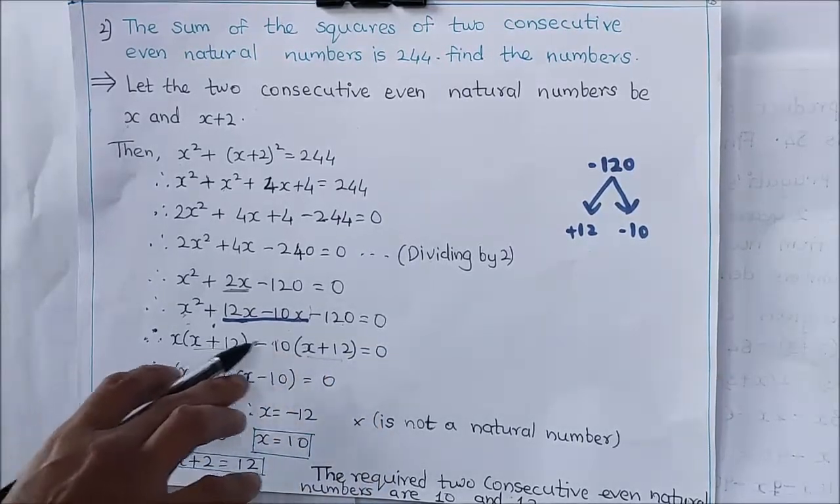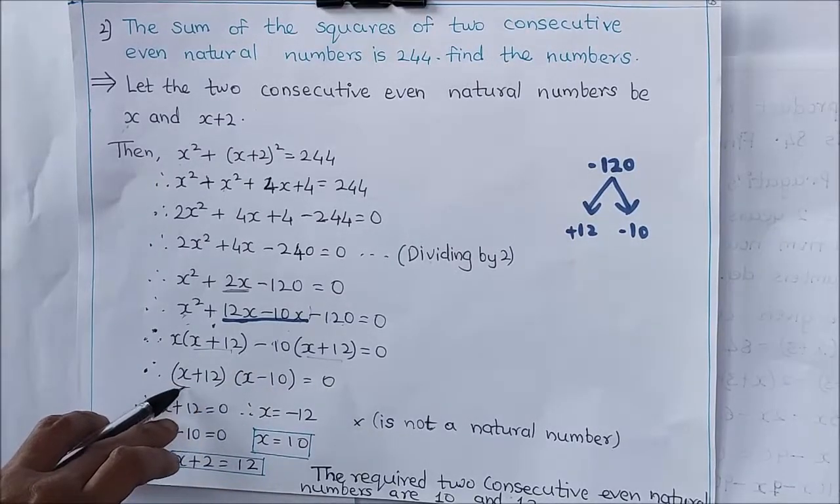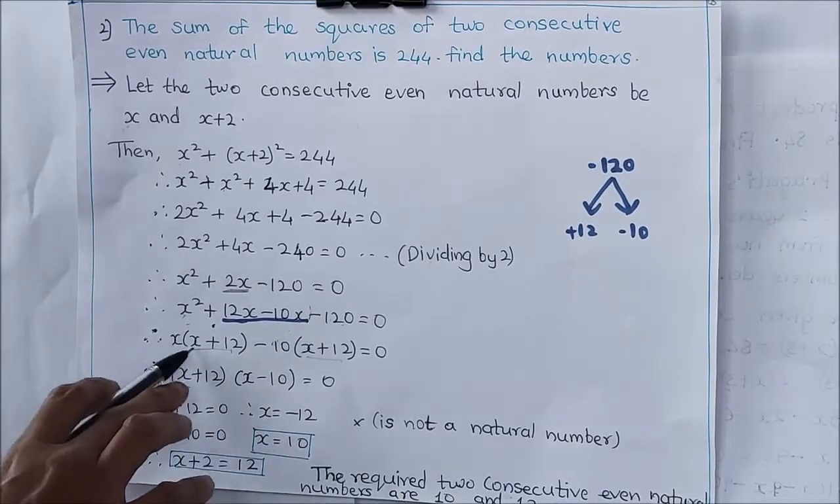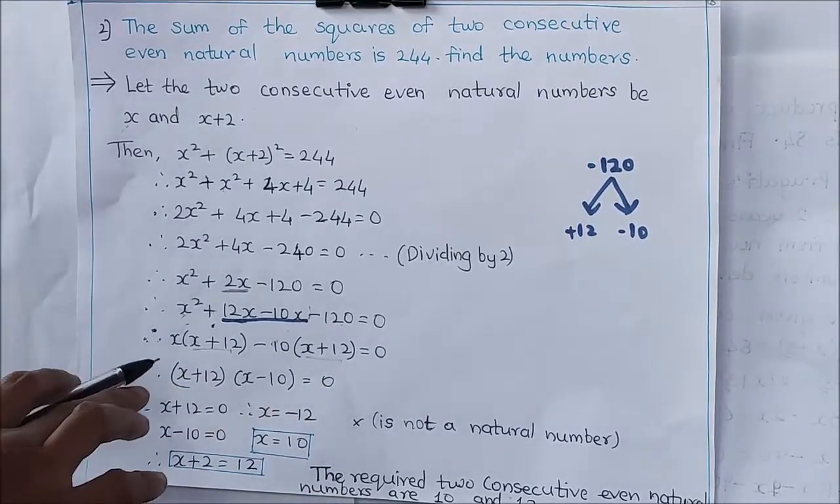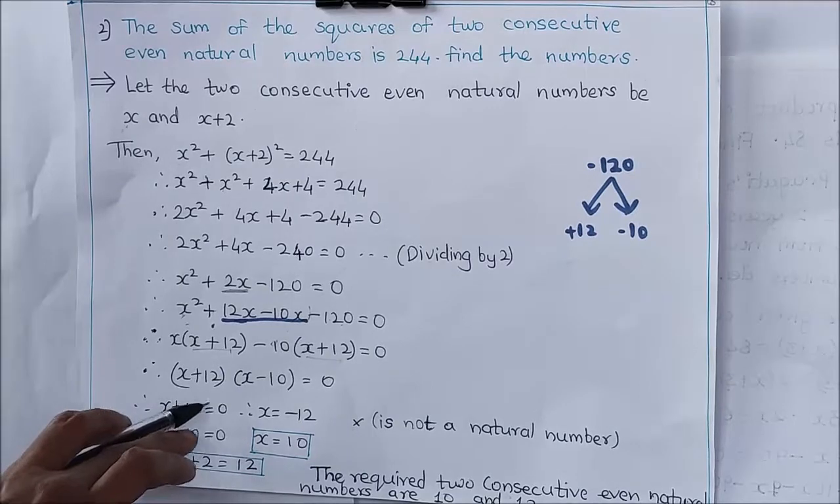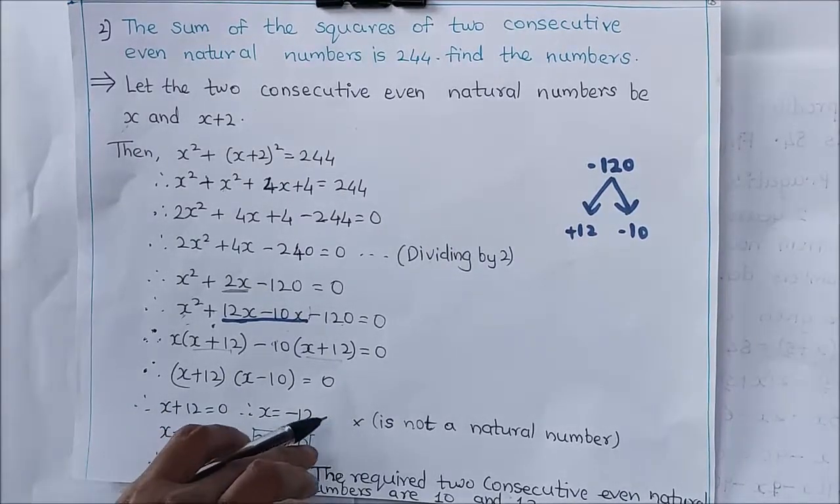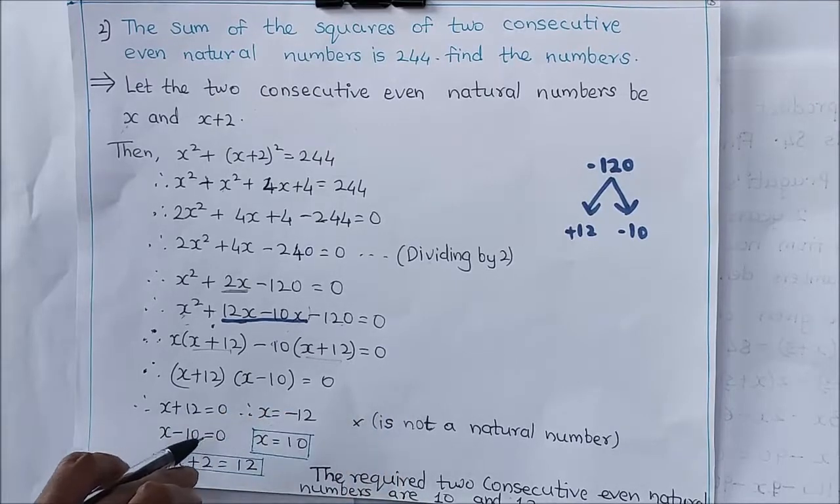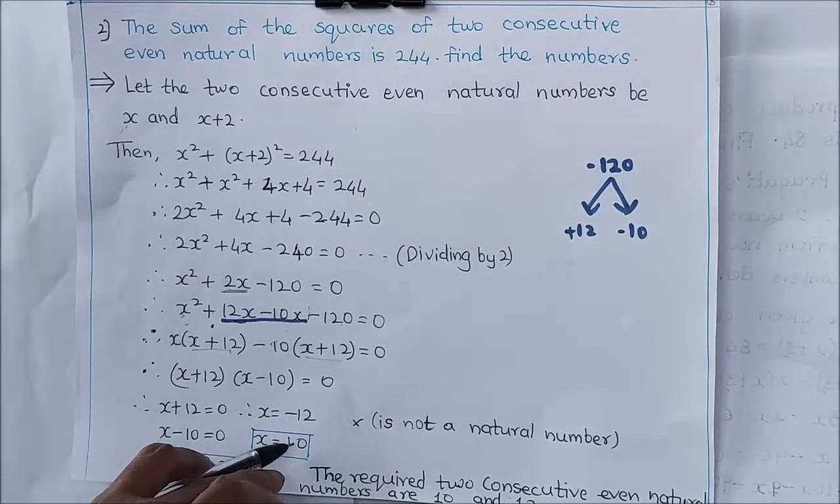Now these two binomial terms are common. So x plus 12 in one bracket and the other bracket x minus 10, and we equate it with 0. Now we get the values of x as x plus 12 equals to 0, that is x equals to minus 12. That minus 12 is not a natural number. Therefore, x minus 10 equals to 0, x equals to 10.